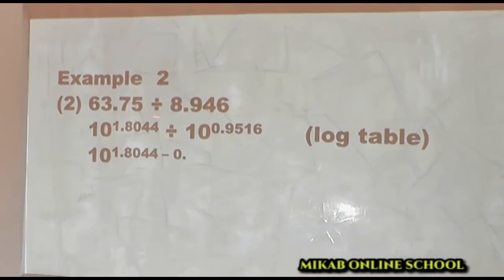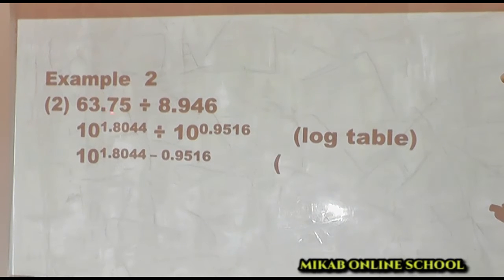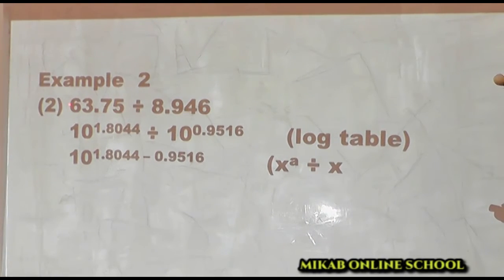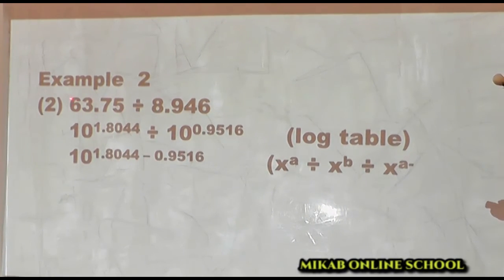So if we check our logarithm table, since we have 2 digits before the decimal, we will have 1 as the characteristics. Then we will check for 63 under 7, a difference of 5 from the logarithm table. And that will give us 1.8044, to be divided by the next number.